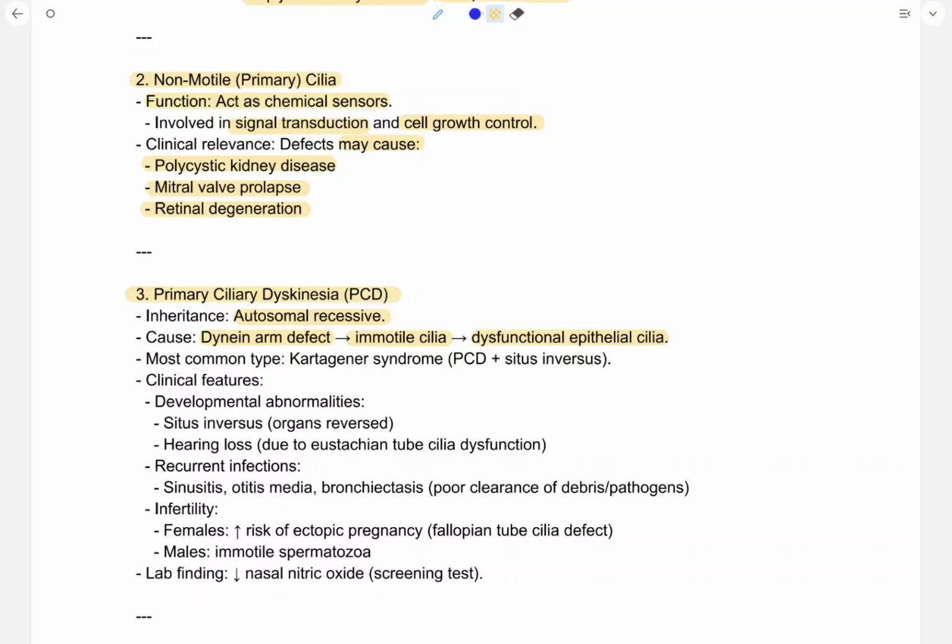Kartagener syndrome is a combination of primary ciliary dyskinesia and situs inversus. It is the most common type of primary ciliary dyskinesia. Clinical features of primary ciliary dyskinesia: developmental abnormalities, situs inversus where organs are reversed, and hearing loss due to eustachian tube cilia dysfunction.